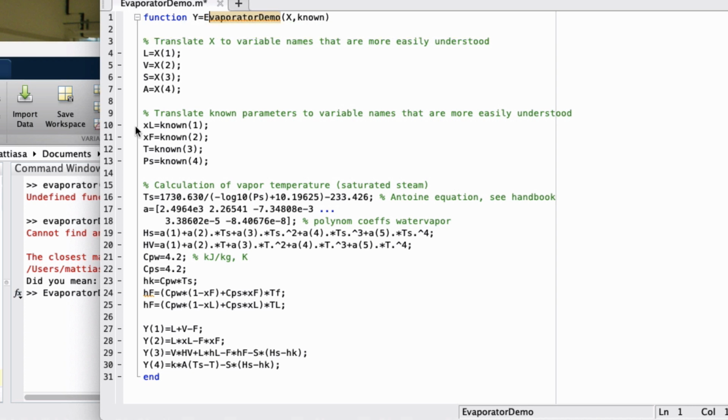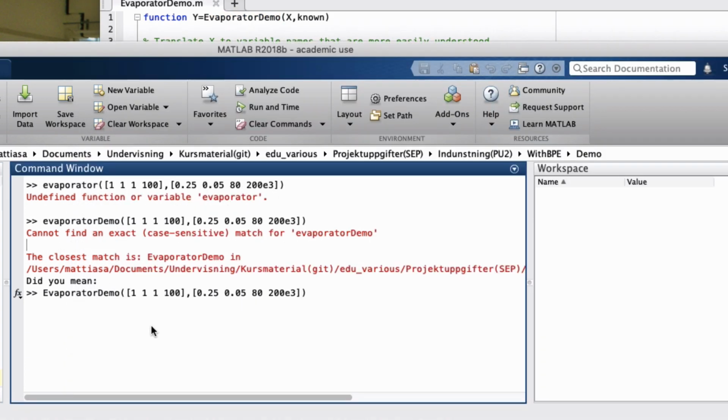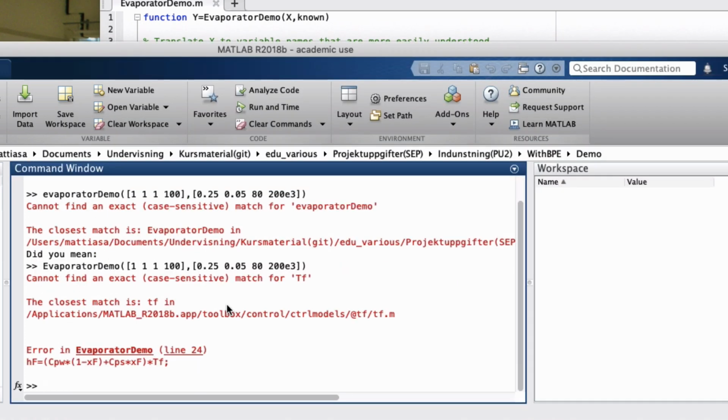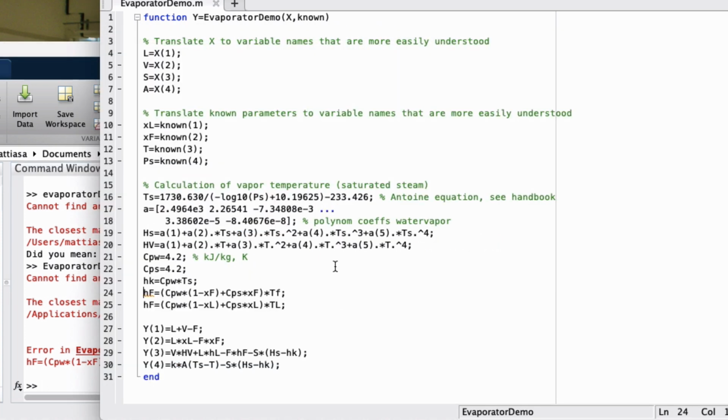So many ways to do it wrong. So let's do it like that. And did you mean evaporator demo? Yes, I did. Okay. Cannot find an exact case-sensitive match for TF. So you see, there are so many ways to go wrong here.